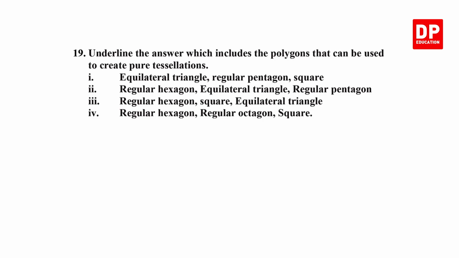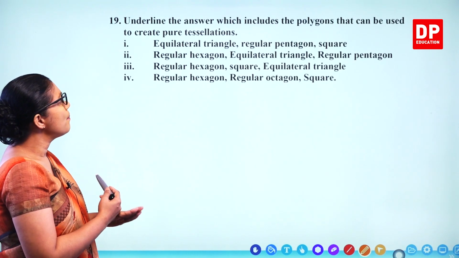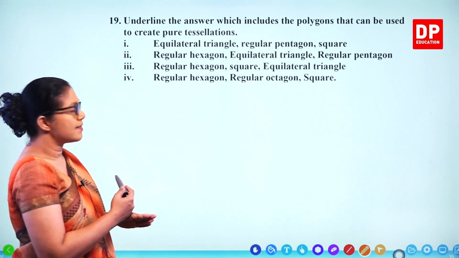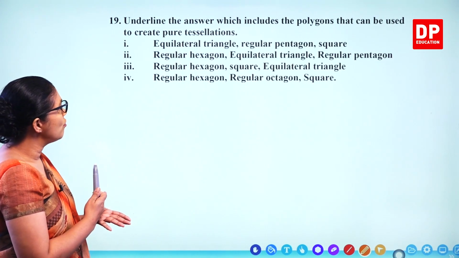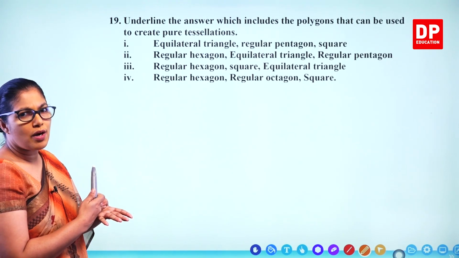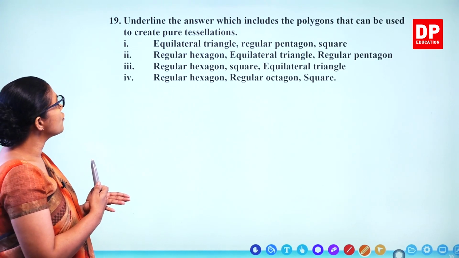Question number 19. Underline the answer which includes the polygons that can be used to create pure tessellation. So what does pure tessellation mean? Only one plane figure is used. Equilateral triangle, yes, that's a regular one, you can use for pure tessellation. Regular pentagon, pentagon you can't use. That's 5-sided. So that's wrong.